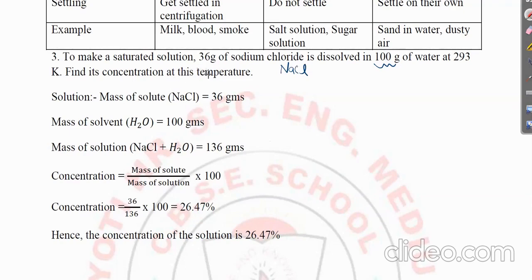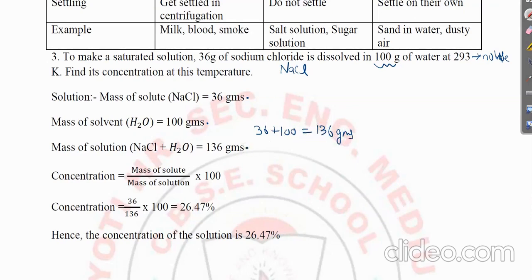Here this temperature is for fooling you only. There is no use of temperature in finding the concentration of the solution. It is only here to distract your mind. So first, the mass of solute is given. It is 36 grams. The mass of solvent is 100 grams. So, the total mass of the solution will become 36 plus 100, which equals 136 grams.